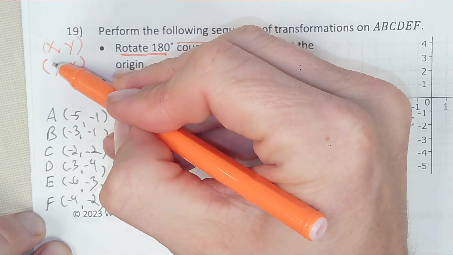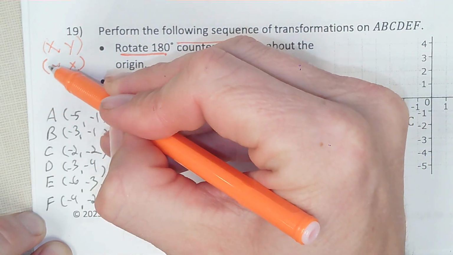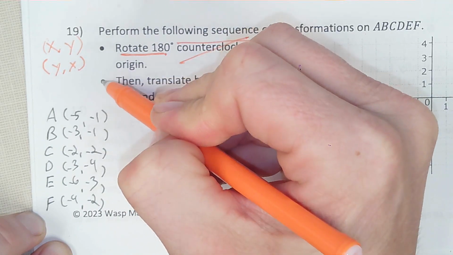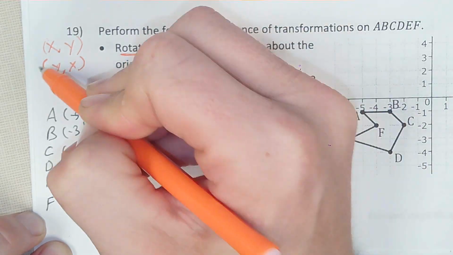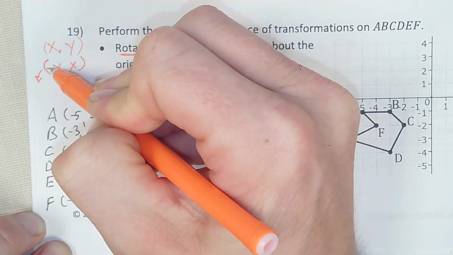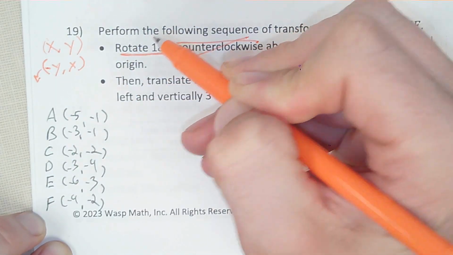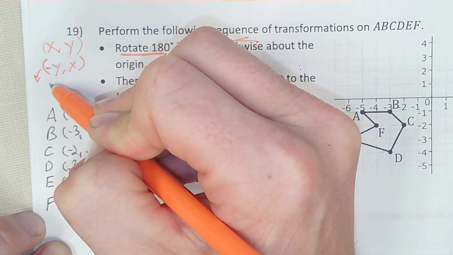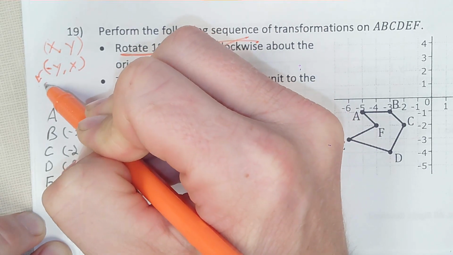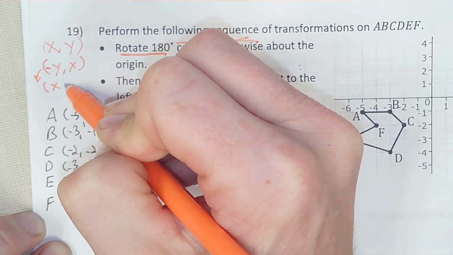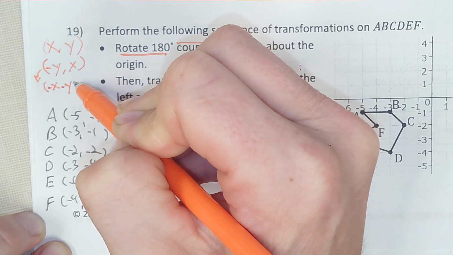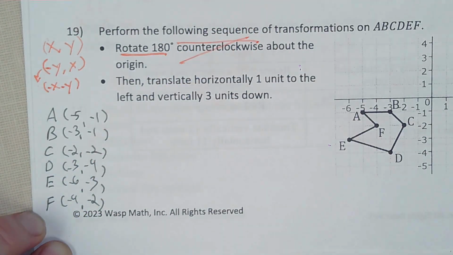Okay, if I rotate it this way, the negative sign goes in front of here. If I rotate it this way, it goes here. So let's say I rotate it this way, negative sign goes out right there. If I rotate it again, the X and the Y flop again, and both of them get negative signs, okay?